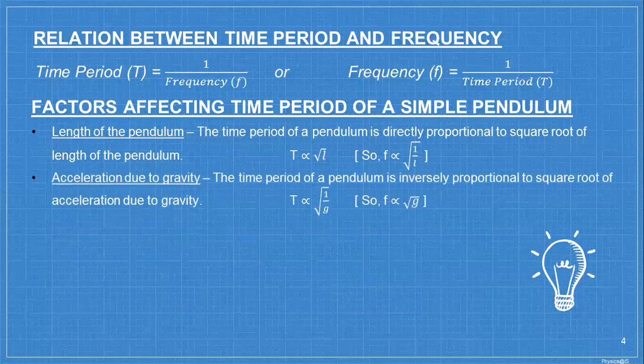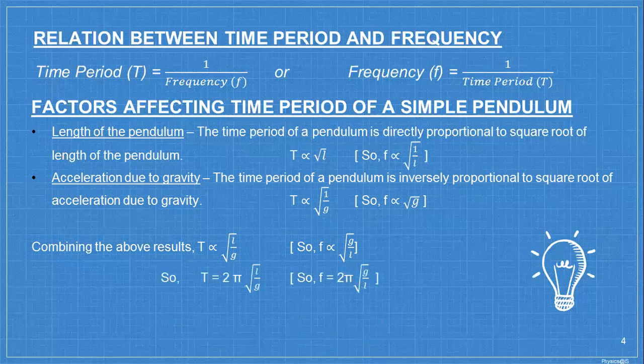The second factor which affects is the acceleration due to gravity. The time period of a pendulum is inversely proportional to square root of acceleration due to gravity. That means the frequency will be directly proportional to the square root of acceleration due to gravity. Combining these two results, we can say that T is proportional to square root of length upon acceleration due to gravity. And in terms of frequency, f is proportional to square root of acceleration due to gravity by length.